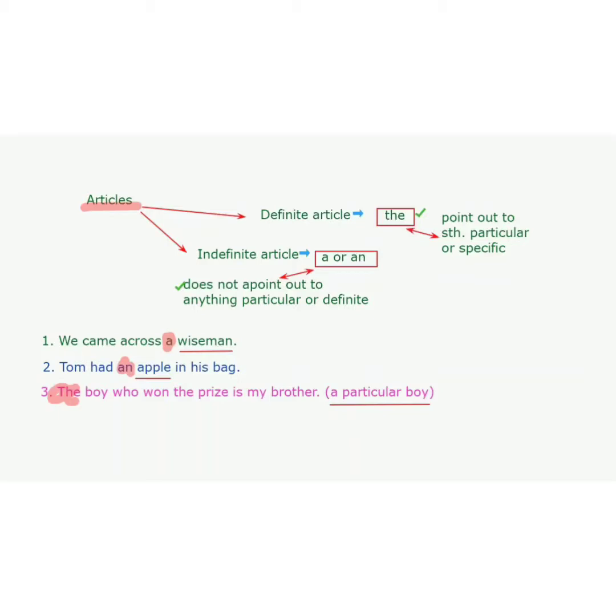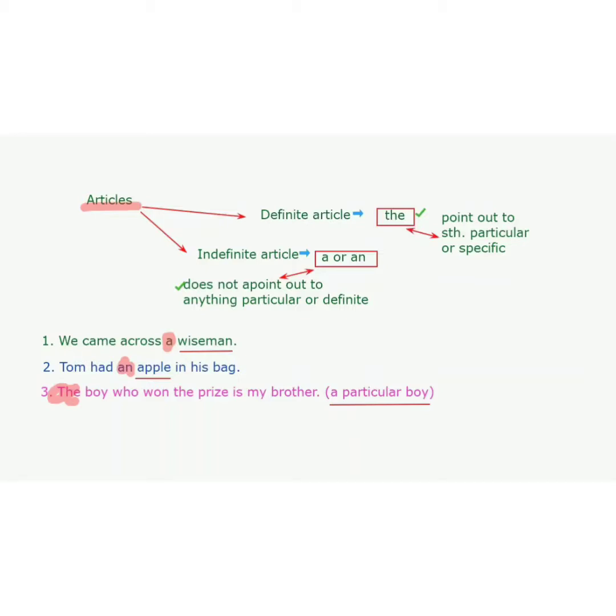So, look at the sentence. We came across a wise man. Now, this wise man can be anybody, that is why we have used "a" here. Tom had an apple in his bag. Now, this apple can be any apple, right? That is why we have used "an" here. Now you must be wondering, how shall we differentiate where to use a and where to use an? We will learn about that shortly, don't worry.